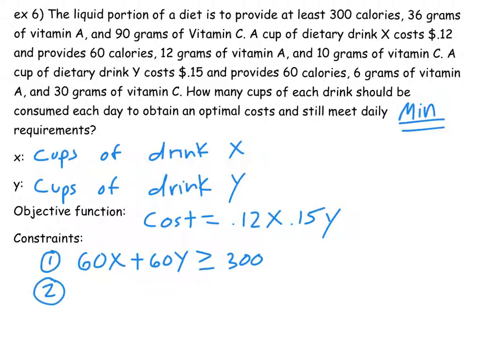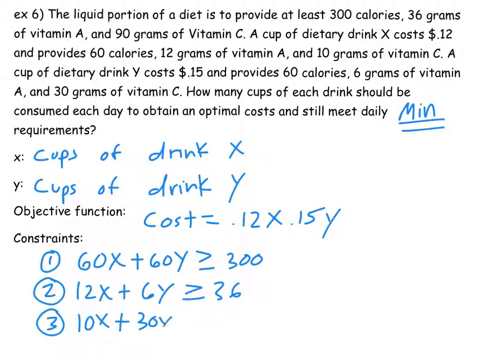2 is going to be for vitamin A. Drink X will give you 12. Drink Y will only give you 6. And we need 36. And 3 is for vitamin C, that drink X will give you 10. Y will give you 30, and we need at least 90.